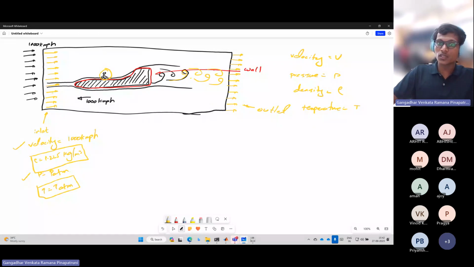How many of you agree with this statement? This aeroplane, the object, is disturbing this flow. So I'm saying that this exit boundary also does not necessarily have the same velocity that you are giving at the inlet. So how many of you agree with this statement?